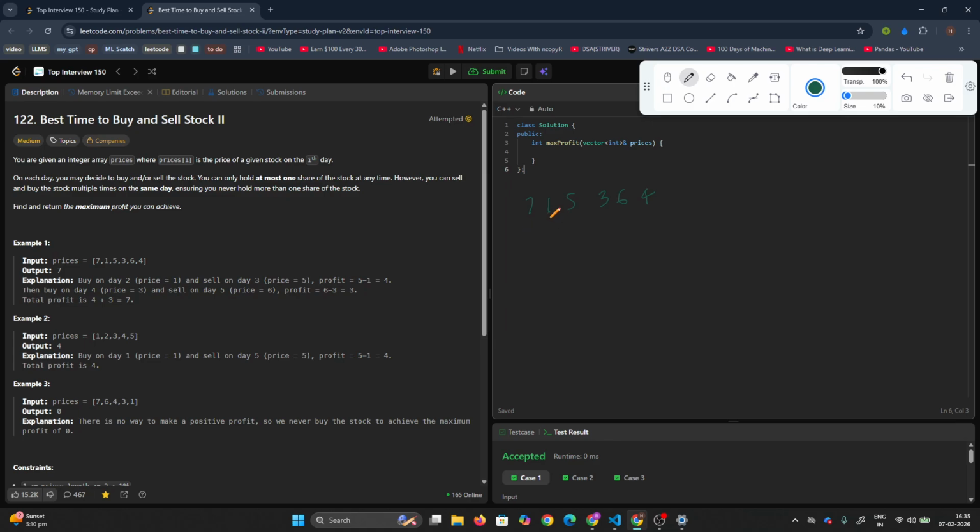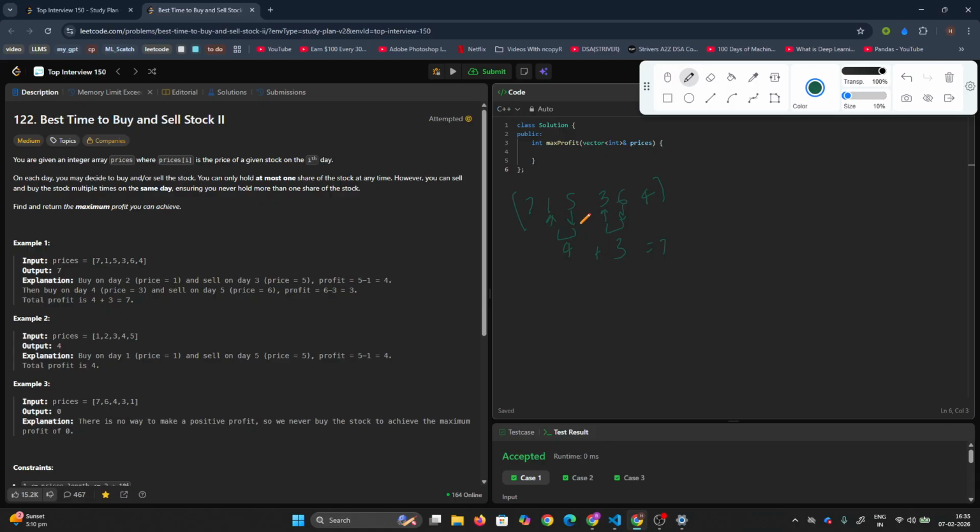In this case, the optimal way would be to buy at 1, sell at 5, buy at 3, sell at 6. Net profit would be 4 plus 3, 7. So here we need to try and buy in such a way that we achieve the net profit as maximum. One thing you can see here is that we need to try all possible combinations in order to check whether we will get maximum profit or not.